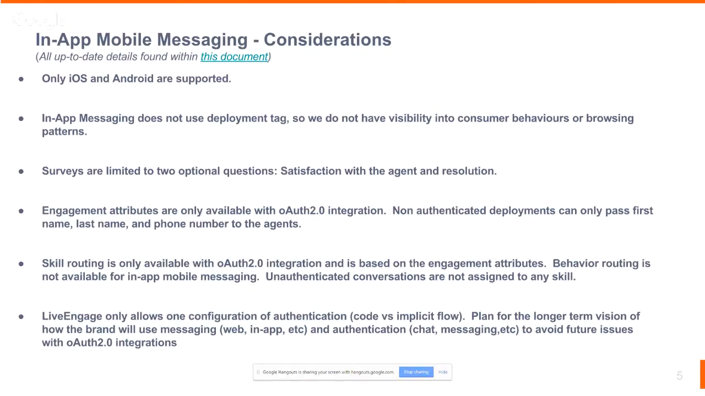And finally, on the technical side, LiveEngage only allows one configuration of authentication. There are multiple configurations of the OAuth 2.0 integration, code and implicit. Since LiveEngage can only support one of those, it's important to plan for the longer-term vision of how the brand will use messaging, whether they will have web messaging or in-app messaging, and how they want to use their authentication. Will they authenticate chat conversations as well, or just messaging, to avoid future issues with authenticated integrations?